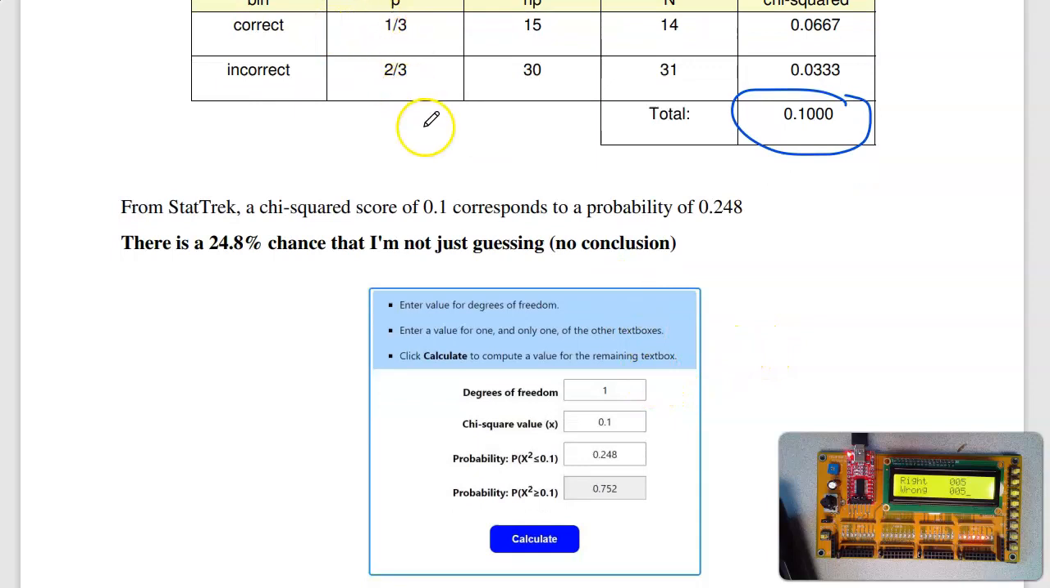To convert that to a probability, use a chi-squared table. I've got 2 bins, meaning 1 degree of freedom. Chi-squared value is 0.1. The probability is 24.8%. So based upon this data, there's a 24% chance that I'm not just guessing, which pretty much means that, yeah, I'm not psychic. Sad, but anyway, that's homework set number 6. With the chi-squared test, you can test distribution and find out if something is exponential, find out if a die is fair, find out if a die is loaded, find out if you're psychic. So that's homework 6.